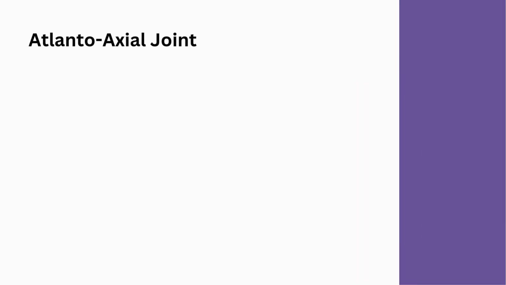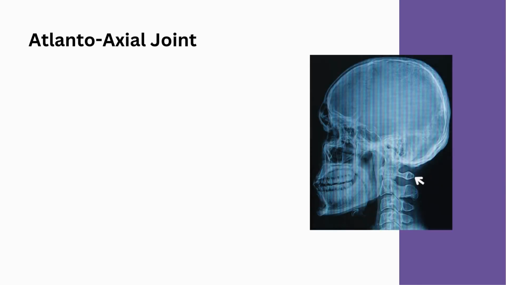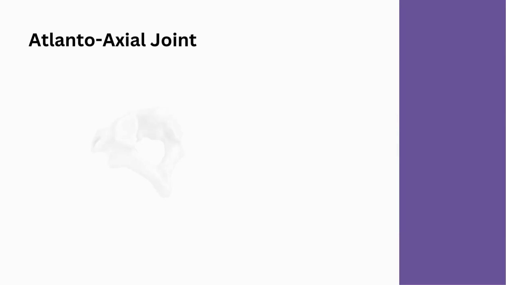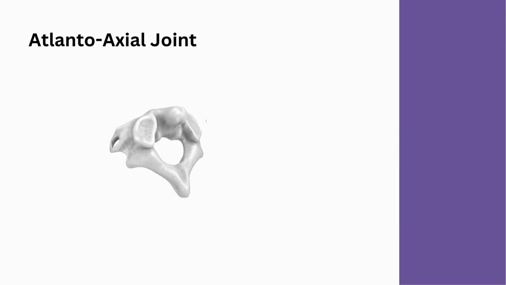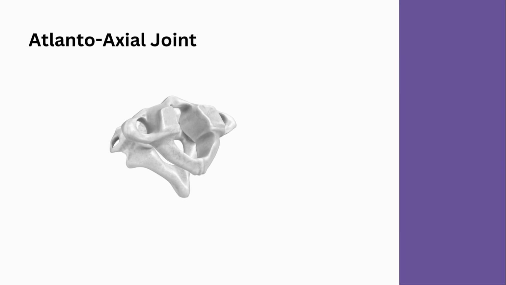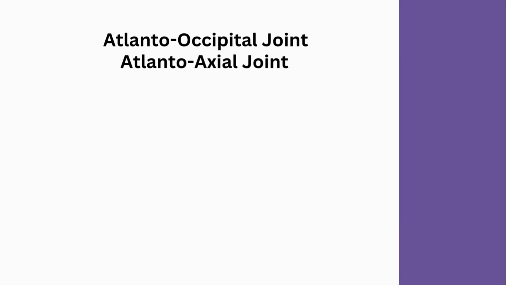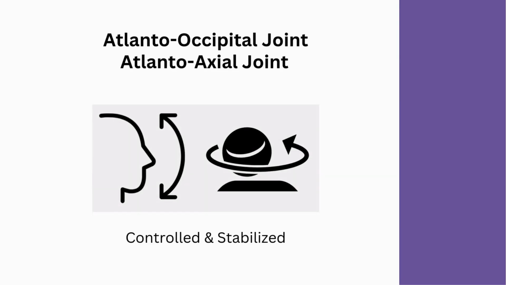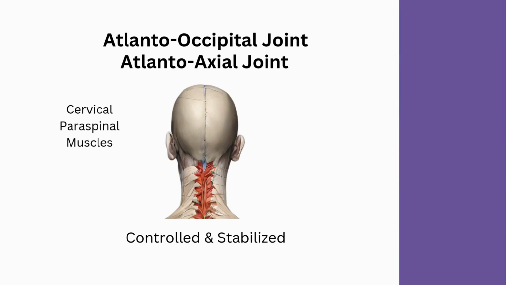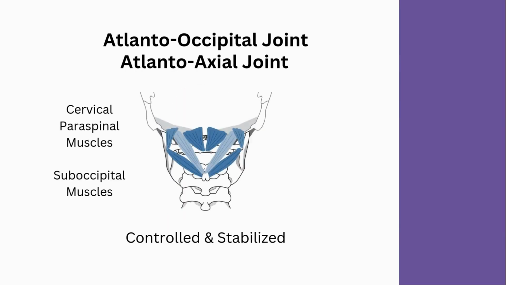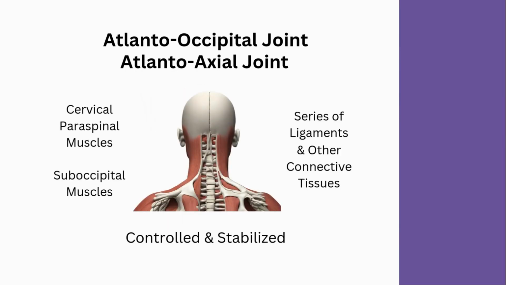The atlanto-axial joint is the connection between the top spinal vertebra, the atlas, and the second vertebra, known as the axis. The axis has a bony projection called the odontoid process that passes through the atlas and enables rotational movement of the head. The two joints and their associated movements are controlled and stabilized by the cervical paraspinal muscles, the suboccipital muscles, and a series of ligaments and other connective tissues.